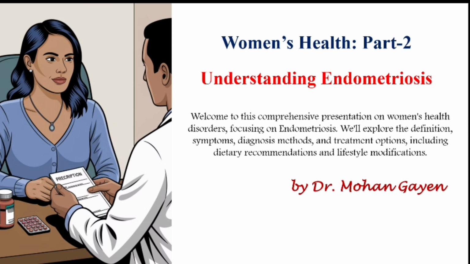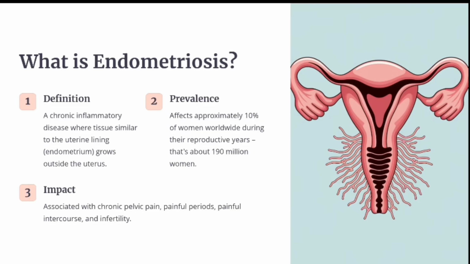Endometriosis is more than just a painful period. It's a chronic inflammatory condition where tissue similar to the uterine lining grows outside the uterus. This can cause severe pain, fertility issues, and other complications, making early diagnosis and treatment essential.